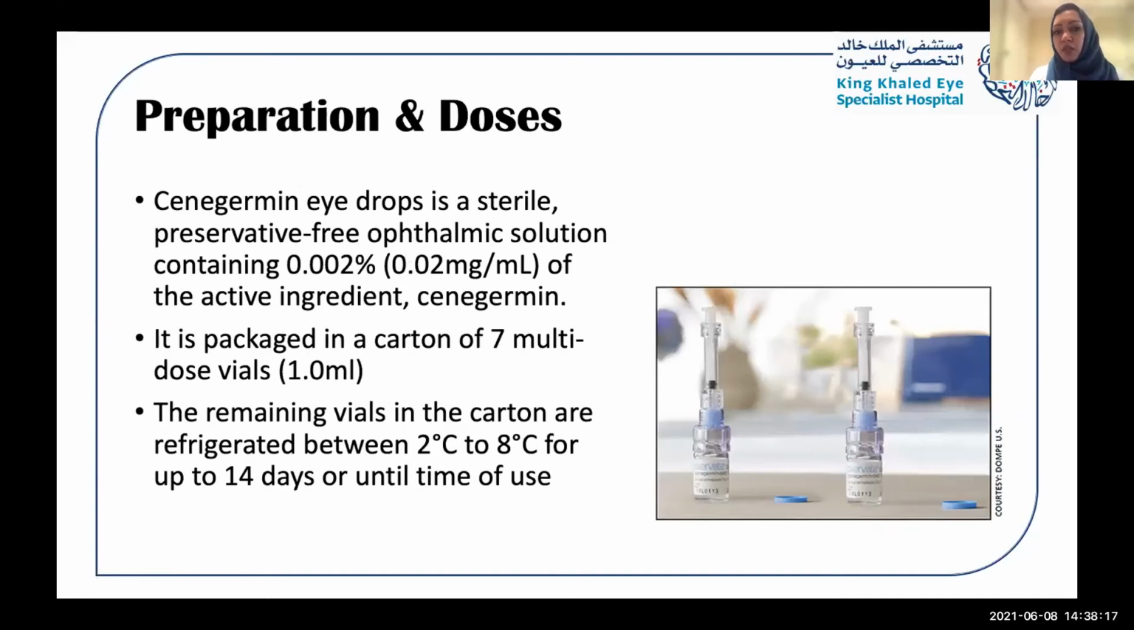How is it prepared? It's prepared as a sterile, preservative-free ophthalmic solution containing 0.02 milligram per ml of active ingredient. The box comes with 7 multi-dose vials. This is one vial, okay? And each vial is valid only for 1 day. You can use it for 1 day, and every time you use a different pipette to apply it. Every time you put in a drop, you use a new one. It's stored between 2 to 8 degrees for up to 14 days until the time of use. This is after you start using it.